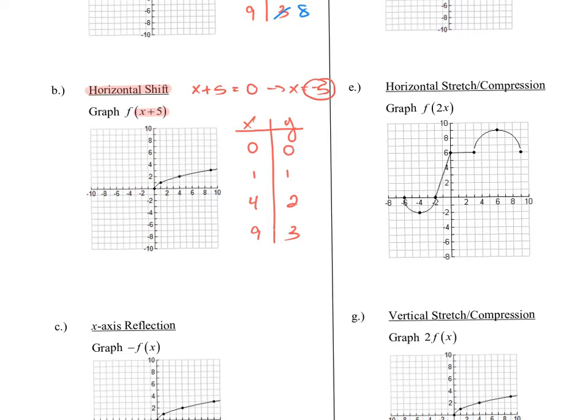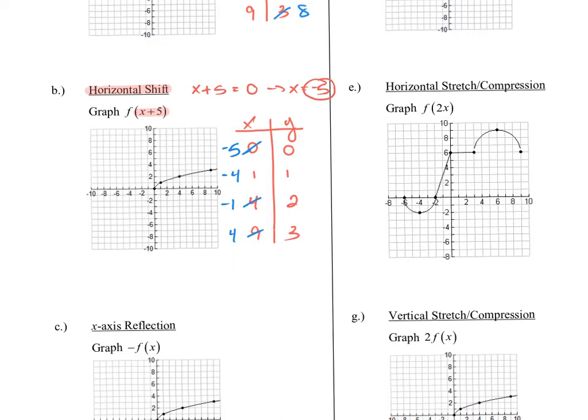So what I need to do is I need to add a negative 5 to each of my x values. So instead of a 0 for my x value, it's going to become negative 5. And then I'm going to have my 1, and I'm going to subtract my 5 from that. So that's going to move back to 4. And my 4 is now going to become a negative 1. And my 9 is now going to become a 4. So I'm just subtracting 5 from each of these values.